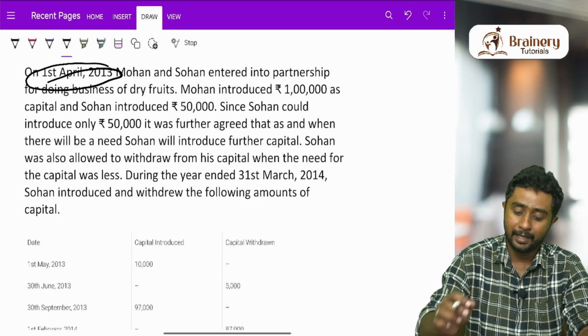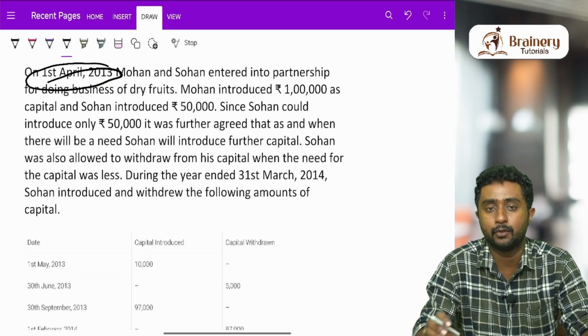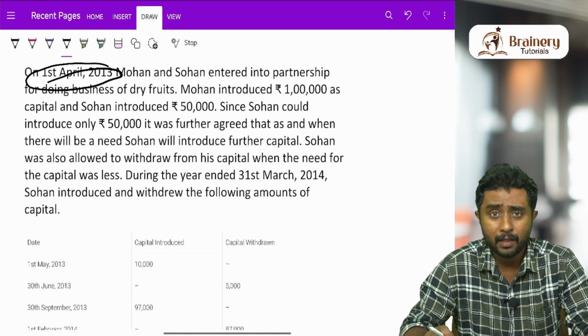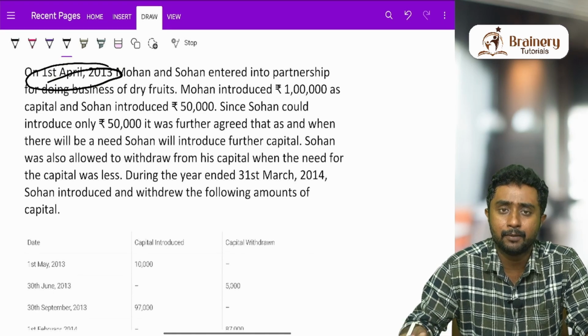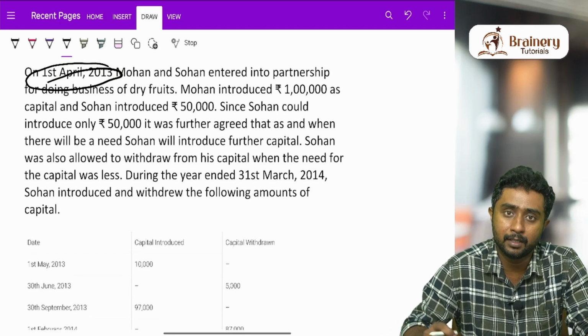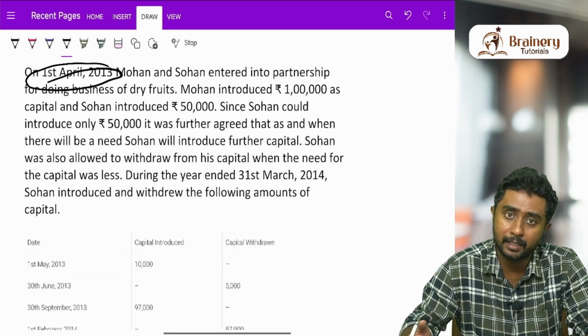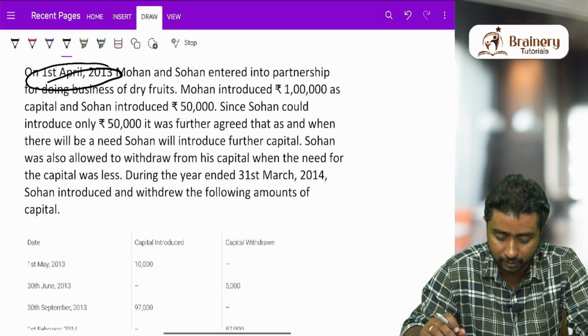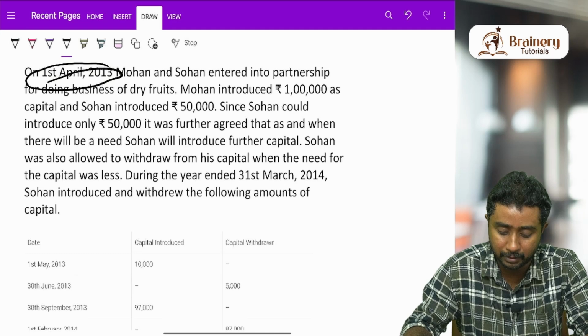Meaning is like this: as the second person has invested very little money in the beginning compared to the first person, there was an agreement among them that whenever the business needs more money, the second person has to invest that money, and when the business has extra money, that means when there is no need of that capital, he can withdraw it. That was the agreement they had between them.